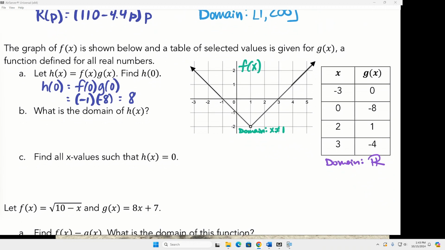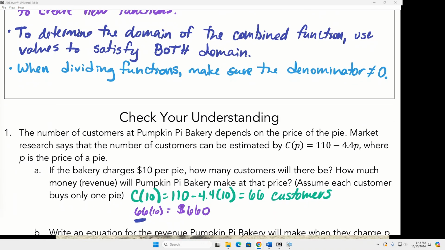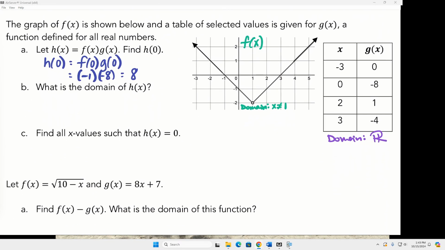Right, and then we want to find the domain of h. So just like what we put up here in the notes, for the domain of the combined function, we use the values that satisfy both domains. We look at the domain of f and the domain of g, and we combine those. So what do you think the domain of h is going to be? Anything that's restricted from f or g has to be restricted from h. So what can x not be? 1, yeah. Maybe I said that weird. I think I probably did.